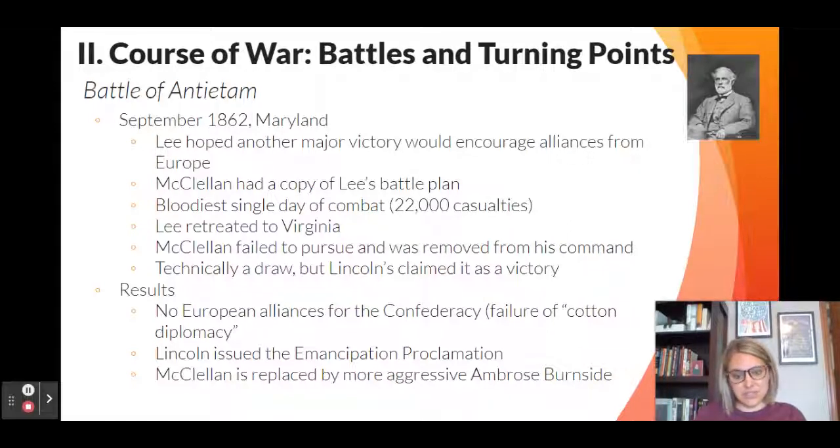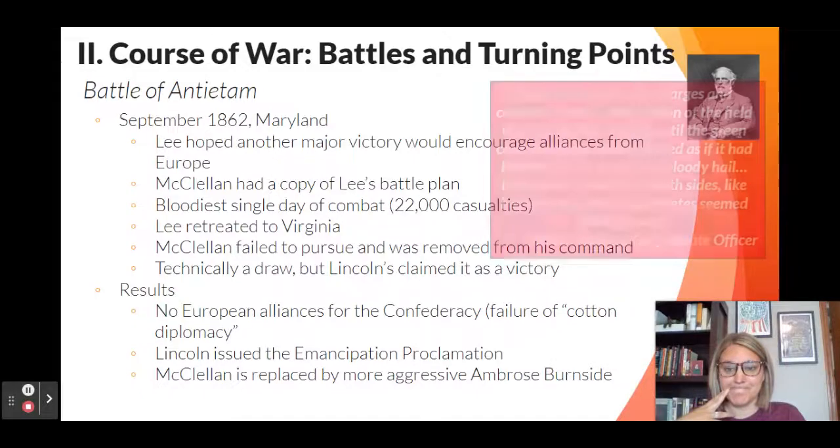And he could have potentially ended the war right there in 1862. Lincoln does claim this as a victory, and what you want to remember about this is that he's going to use this moment to issue the Emancipation Proclamation. We're going to talk about this in the very next lesson, but the Emancipation Proclamation is really significant in part because it allows for African Americans to join the Union Army. And so about 180,000, 200,000 African Americans become part of the Union Army, which is just a huge advantage for the North. McClellan ends up being replaced by a more aggressive Ambrose Burnside after this battle.